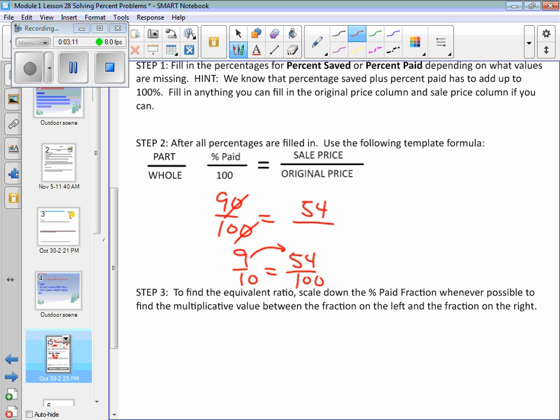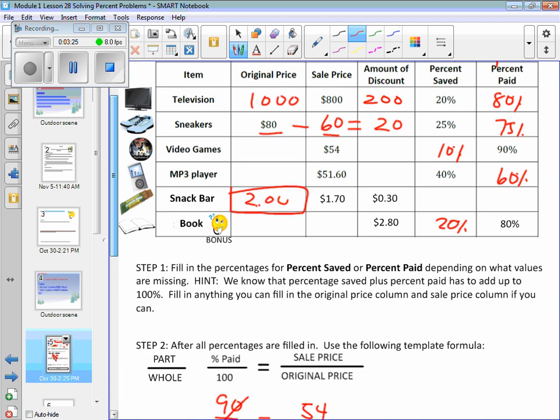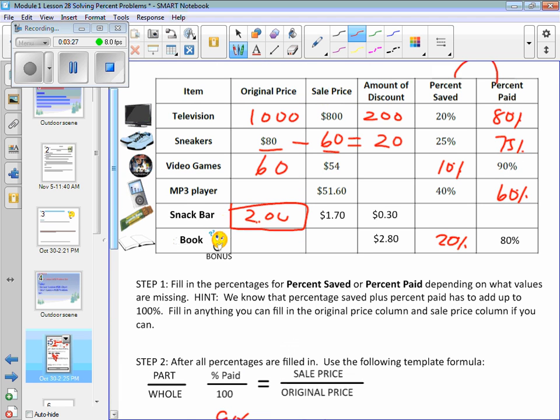Oh, 54 over 100? No. 54 over what we're trying to find. 9 times what makes 54? And then if you do the same thing to the bottom, times 6, you get 60 buckaroos. That is then going to do this. Okay? Now the MP3 player is no different from what you've been doing.